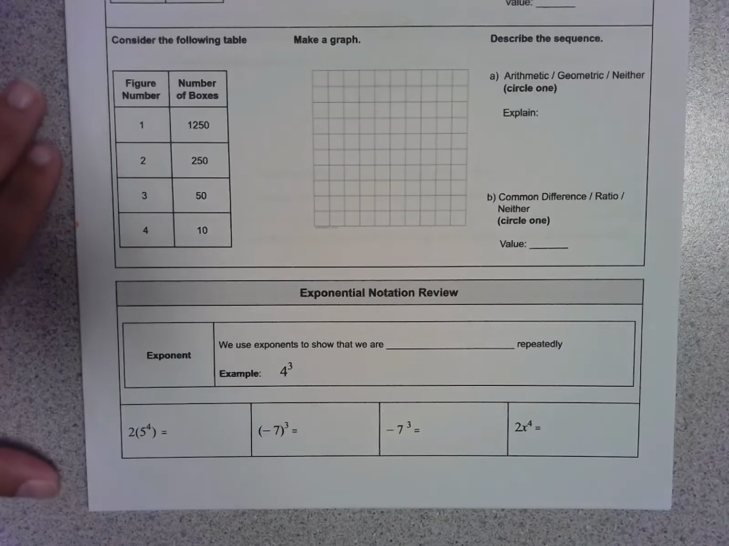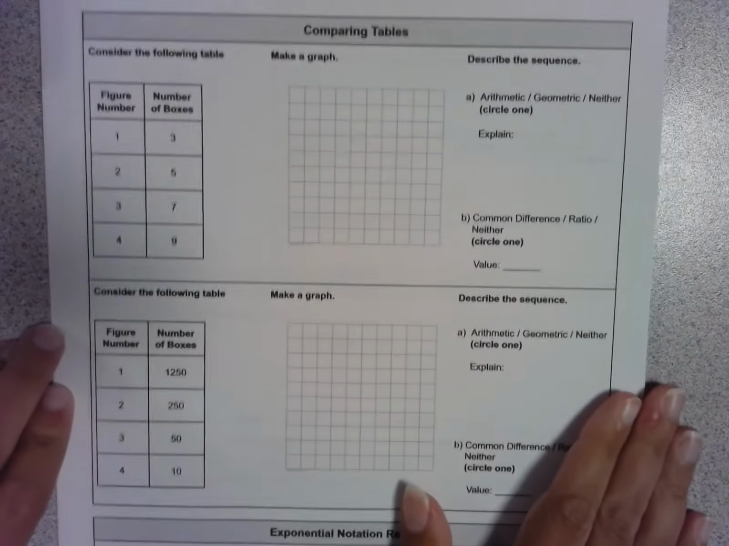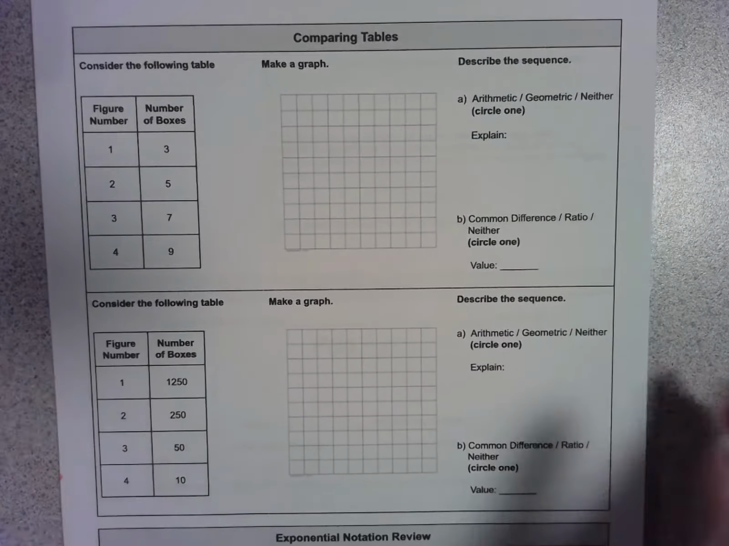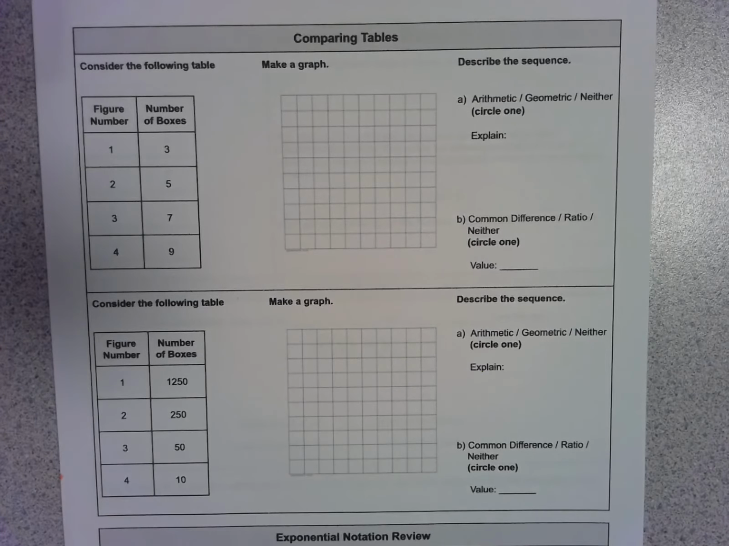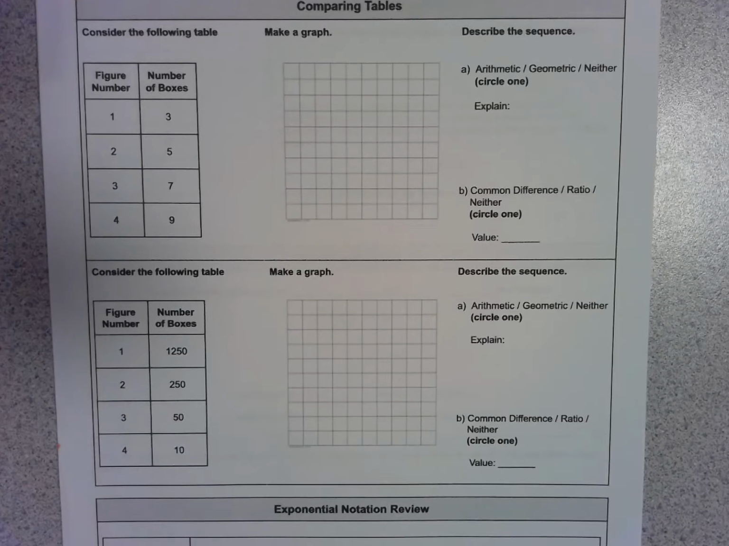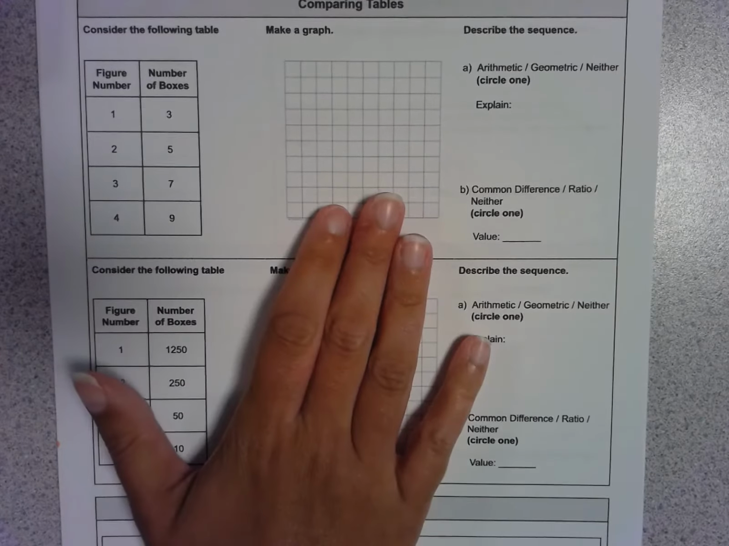Now let's go ahead and compare some tables. So just like in the previous problem where we gave you two graphs and we had you change them to a table and talk about them, here I'm going to give you two tables. I'm going to have you make graphs and then talk about them using vocabulary. So let's practice taking a table and making a graph.